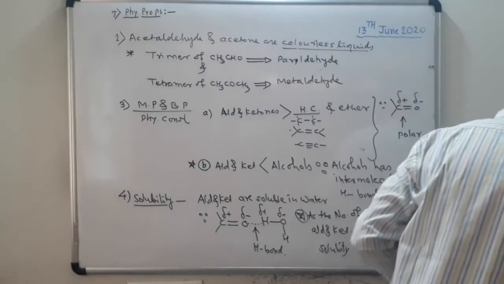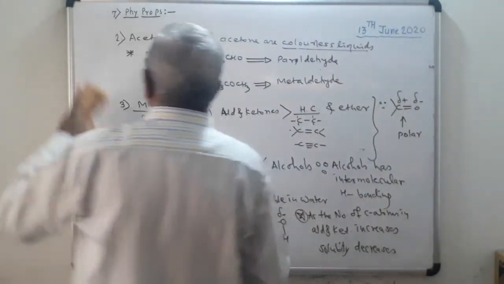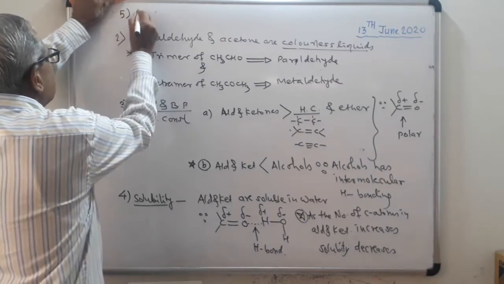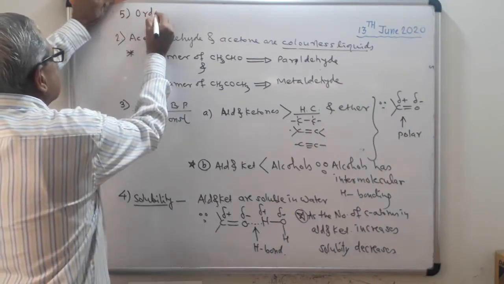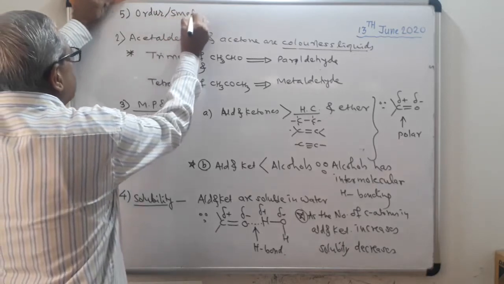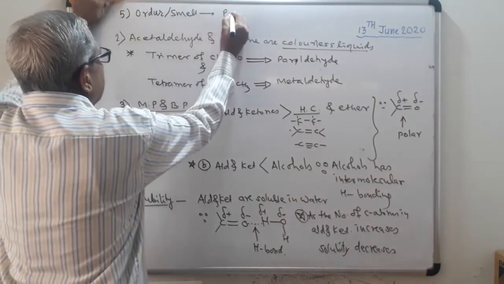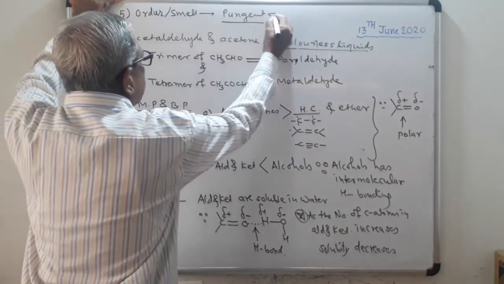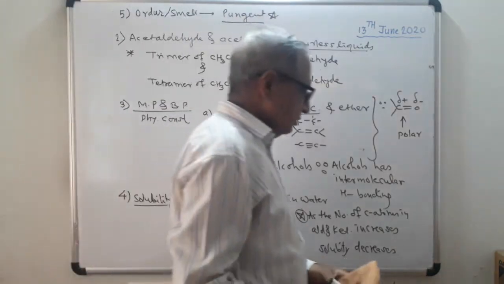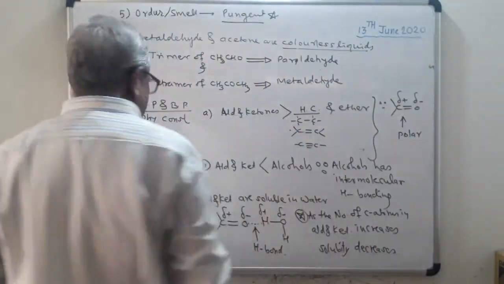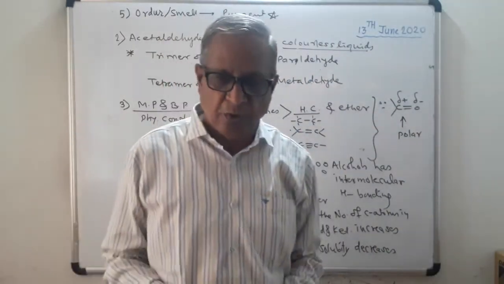So now the fifth physical property, odor. This is an important question. It is also known as smell. The odor of aldehydes and ketones is a pungent smell. So this is the important point here. So these 5 physical properties are very important.